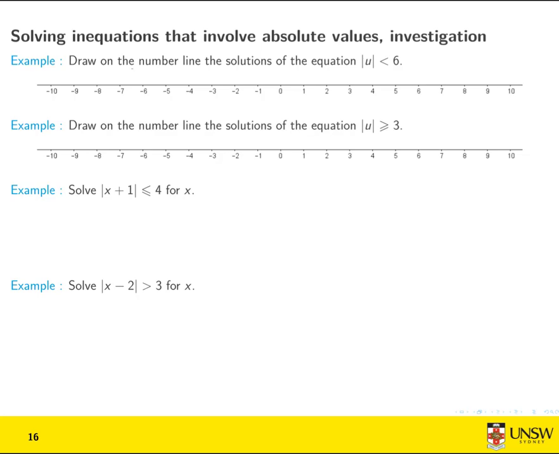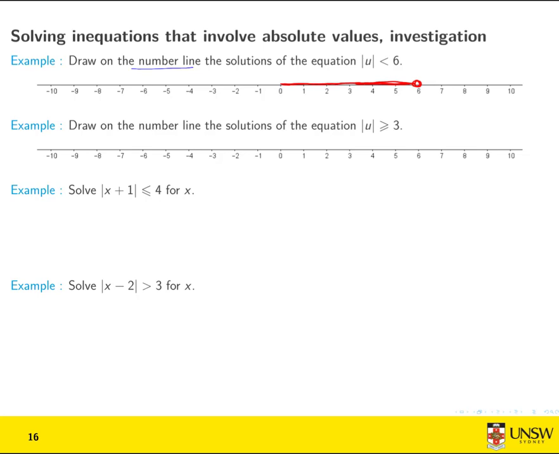So the first one, draw on the number line the solutions of absolute value of u is less than 6. If you just try to think of which numbers would have an absolute value less than 6, I think it's pretty clear to everybody that all these numbers will work because they're equal to their absolute value, but others will work.